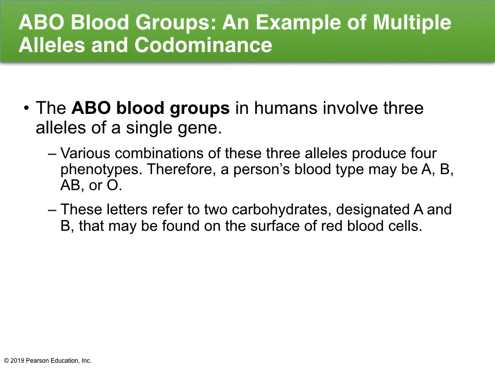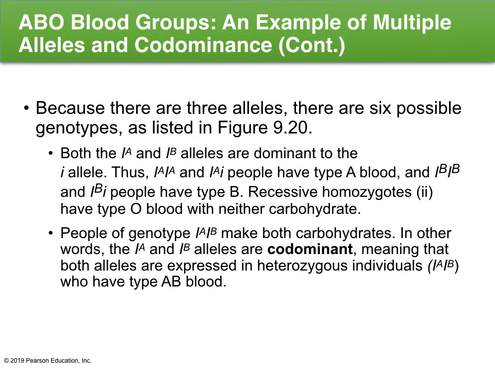And as most of you probably know already, a person's blood type, and this is without regard to Rh, right? We're just looking at the ABO. A person's blood type can be A, B, AB, or O. And what those letters designate are carbohydrates, A and B, that are found on the surface of red blood cells, right? So these are carbohydrates that your immune system recognizes. Now, because there's 3 alleles, there are 6 possible genotypes, as we're going to see in the next illustration.